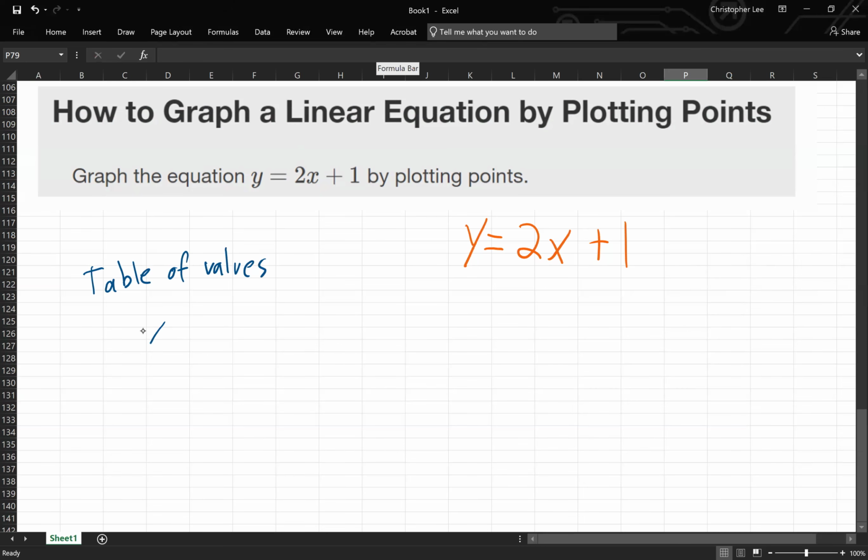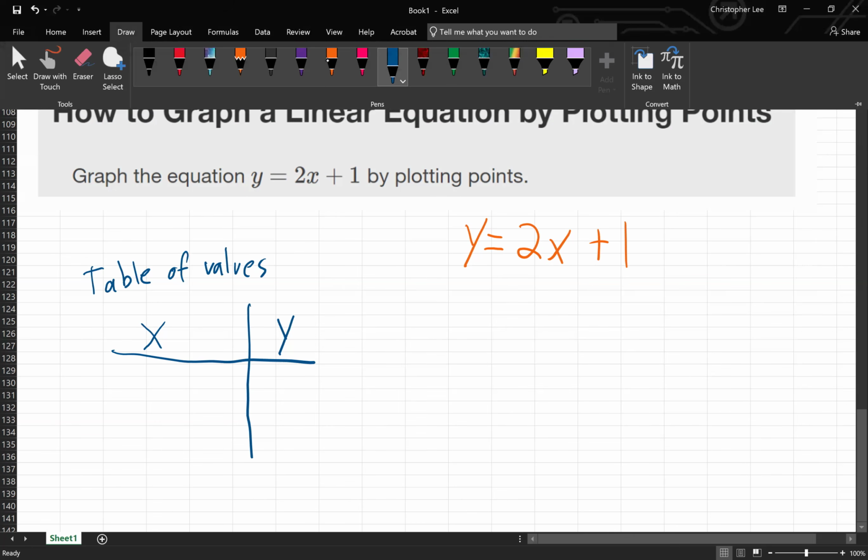So there's going to be an x coordinate and a y coordinate. Now, this is a linear equation, so I only need a couple of points in order to graph this. Technically speaking, I only need two, but we're going to do three. I'm going to even go a step further and show you my favorite three points to use. This is going to be a sweet spot.